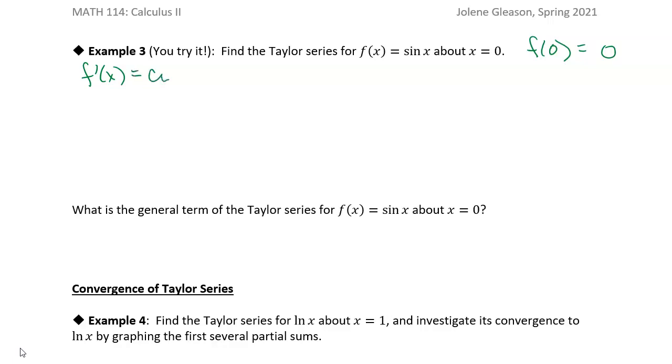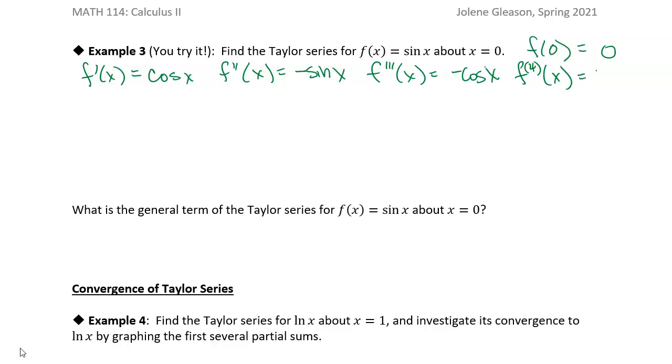The first derivative is cosine of x, right? The second derivative is going to be the derivative of cosine, so you get a negative sine of x. For the third derivative, you get a negative cosine of x, right? And then for the fourth derivative, you get the positive sine of x again, okay? And then it's just going to keep cycling.